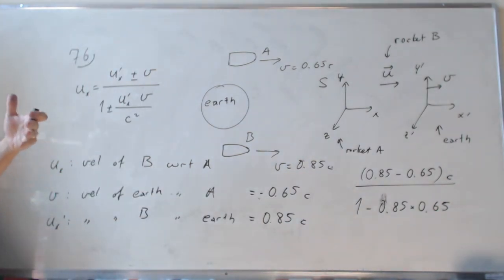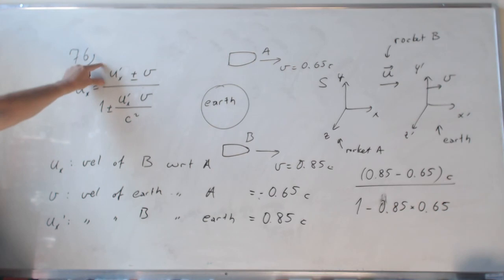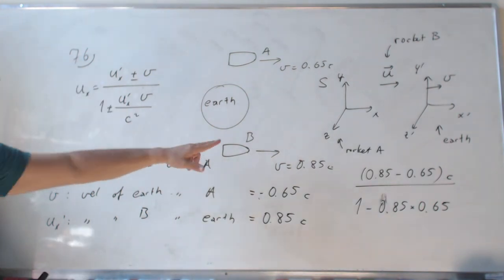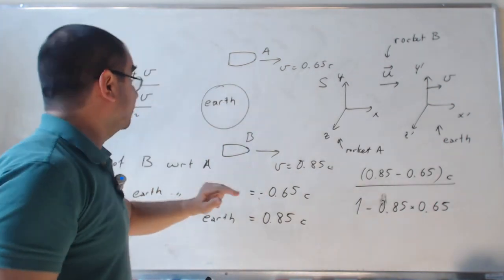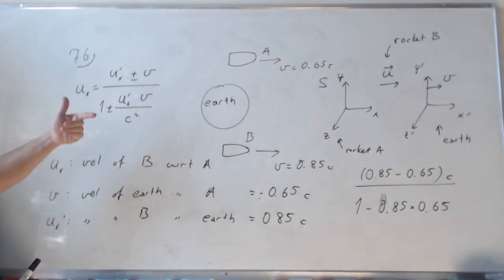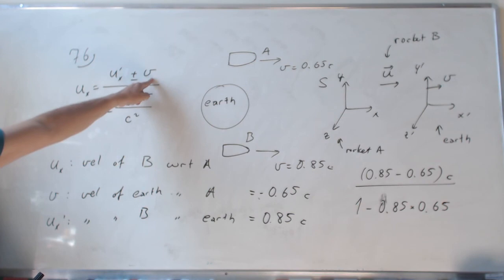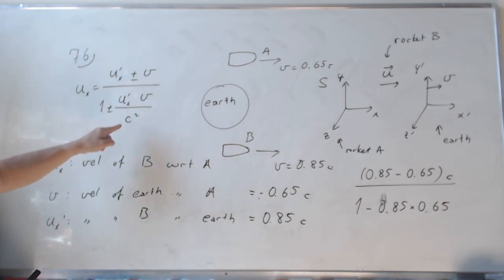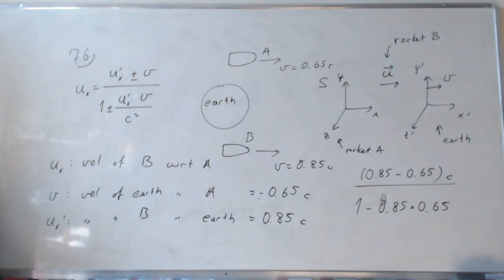With the Galilean transformations, you'll just get what is in the numerator. With the Lorentz transformation, you get an additional factor in the denominator. Same thing with velocity addition. If you're adding 0.65 c to 0.85 c, what you will get in the Galilean transformation is just a simple addition in the numerator, whereas with the Lorentz transformation, you have an additional factor in the denominator. Okay? All right, so that's all I want to say, I think.